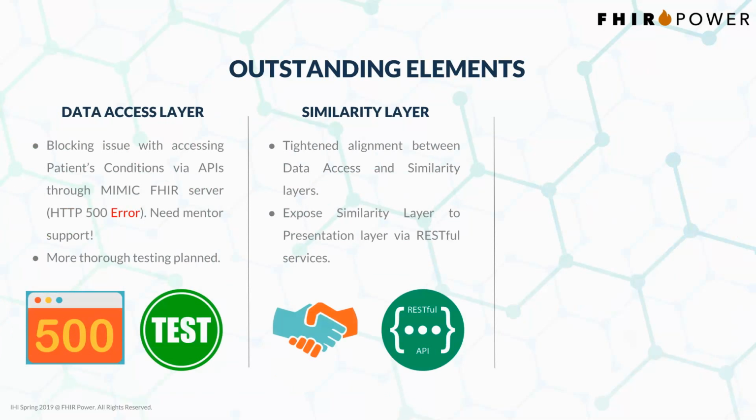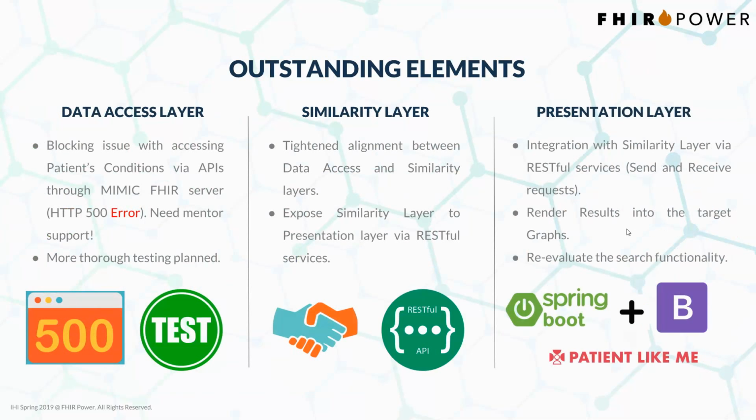For the similarity layer, we need to tighten the alignment between it and the data access layer, and we need to expose this layer to the presentation layer through web service. For the presentation layer, we need to integrate it with the similarity layer, and we need to render the output or the result into the target graphs and also reevaluate the search functionality. At this point, I will hand it over to Yaima to walk you through the rest of the slides.